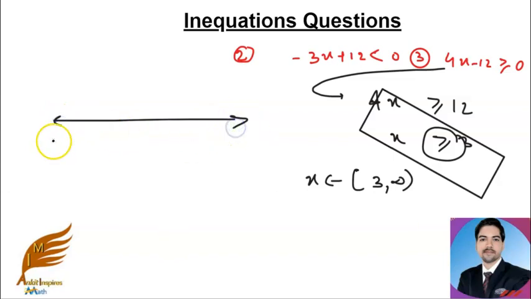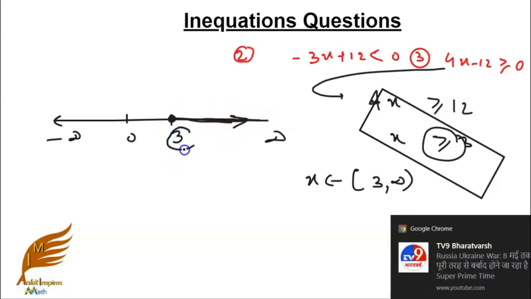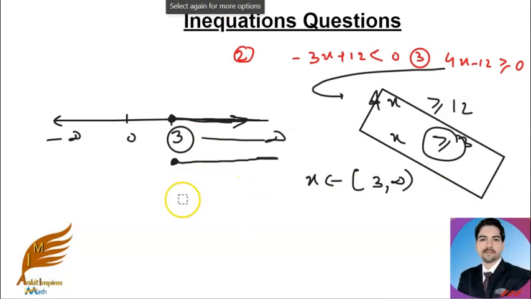I can draw on a number line. This is a number line, minus infinity to infinity, this is 0, this is 3. Clear? Since 3 is included, I can denote it with the dark circle. From there it is completely from here, 3 to infinity. So simply I draw 3 with a dark circle, and from here 3 to infinity I can draw in this way. Clear? So always remember, these questions are easy only when you understand the concept that I told you in the previous lecture.